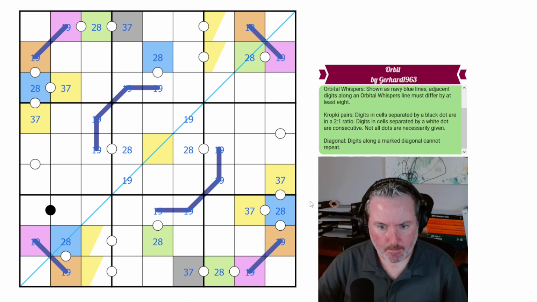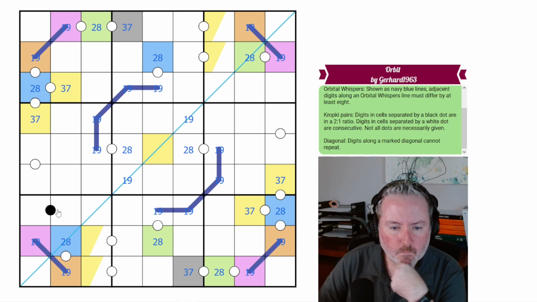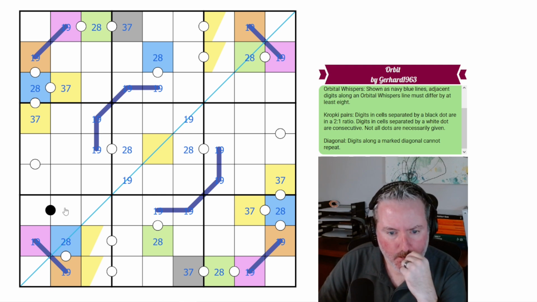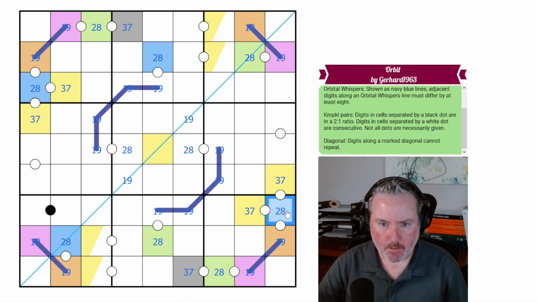What else do we have? So, my coloring is stalling here. Oh, we can. Sorry, I didn't see that. Wait, how did I get that to be a blue 2-8?